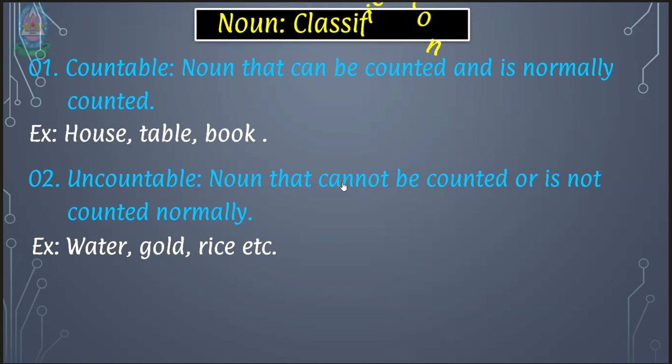Actually, I wanted to justify the definition that I have written here. Some of you might have a confusion seeing this. That is, noun that can be counted and is normally counted. You might have an observation regarding this, and is normally counted. And noun that cannot be counted or is not counted normally. You might have an observation on it.